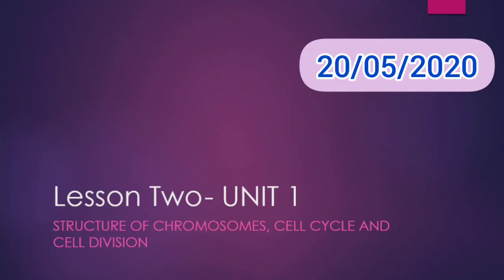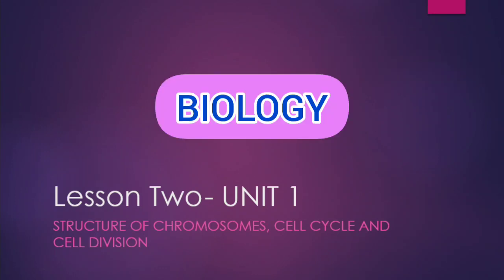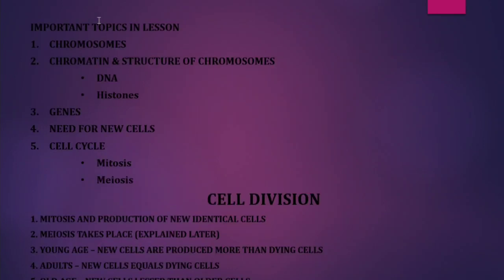Good morning, students. Today we are going to learn lesson 2, unit 1 in biology. The topic is structure of chromosomes, cell cycle, and cell division. In this lesson, the important topics are chromosome, chromatin, structure of chromosome, DNA, histones, genes, need for new cells, cell cycle, mitosis and meiosis.